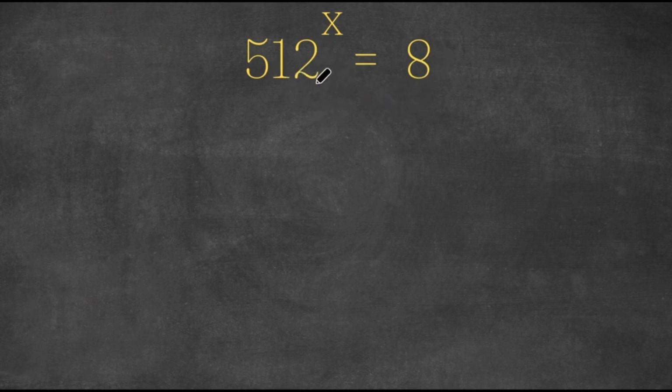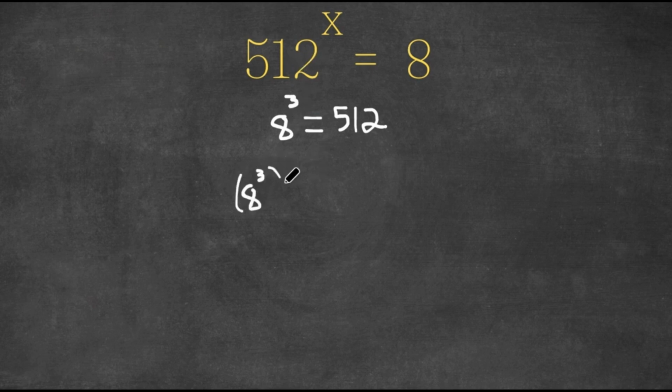Well, 512 is actually the same as 8 to the power of 3. 512 is equal to 8 to the power of 3. So what I'm going to do is replace 512 with 8 to the power of 3. So we have 8 to the power of 3, to the power of x, because we have to still put this to the power of x, equals 8.